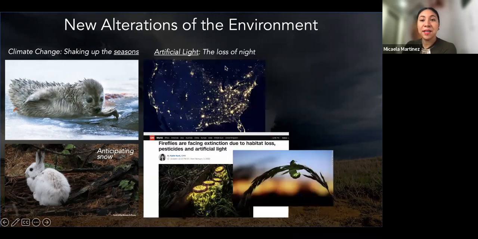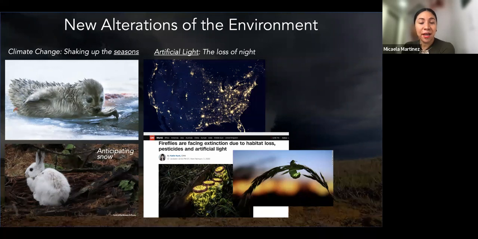And as I mentioned earlier, one of the other things that my lab considers is the effect of artificial light on human health. Here, this is a satellite image from NASA showing light at night in the United States. And you can actually look up these light at night maps for any part of the world.